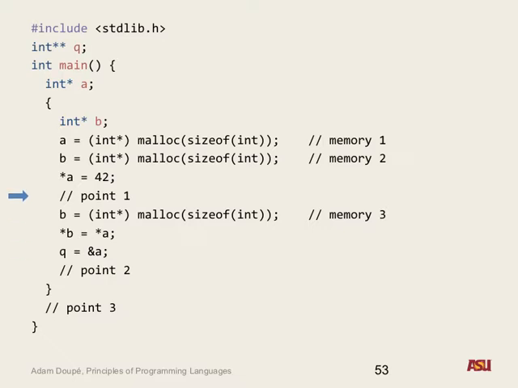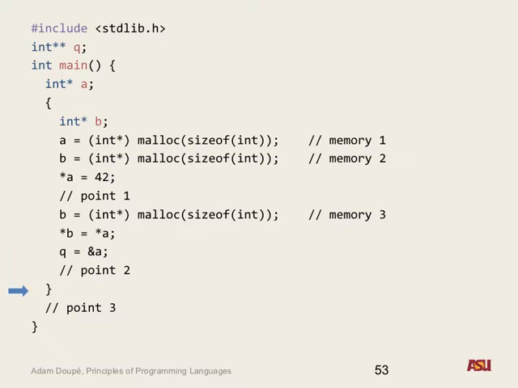At this point, at point 1, there is no garbage. We can access both memory 1 and memory 2. But now at this point, right here, we no longer can access memory 2. So at this point, memory 2 is garbage.